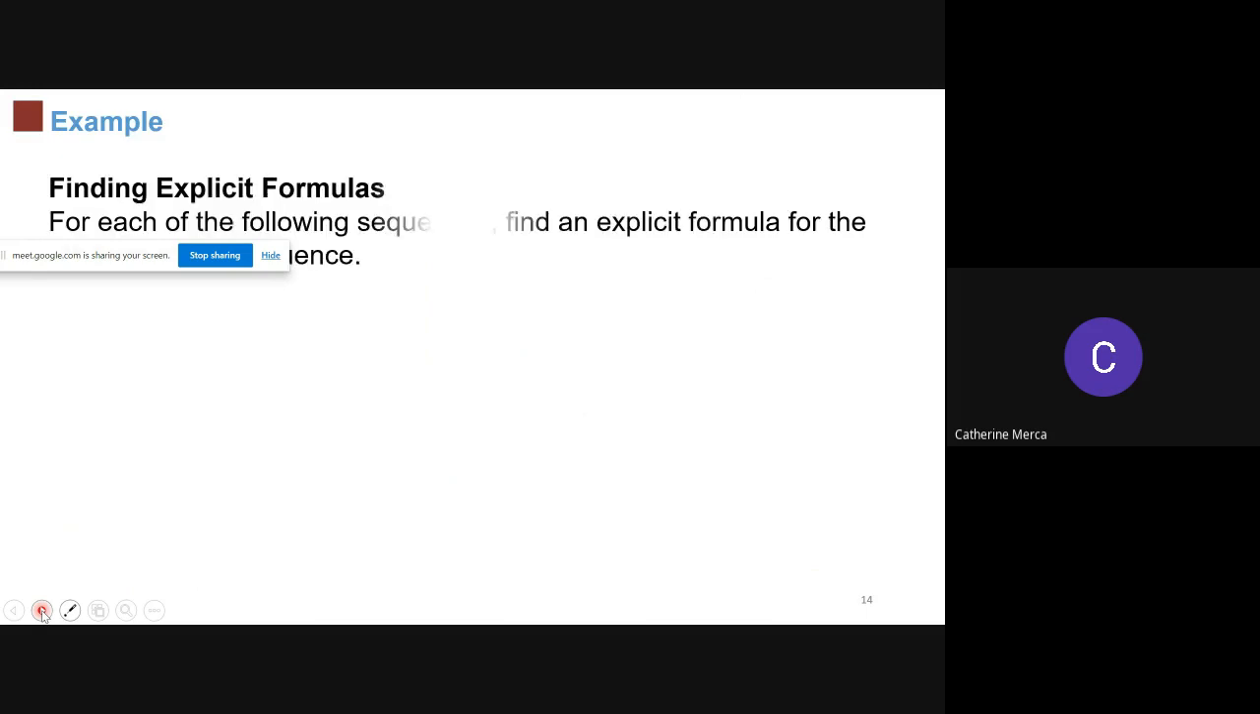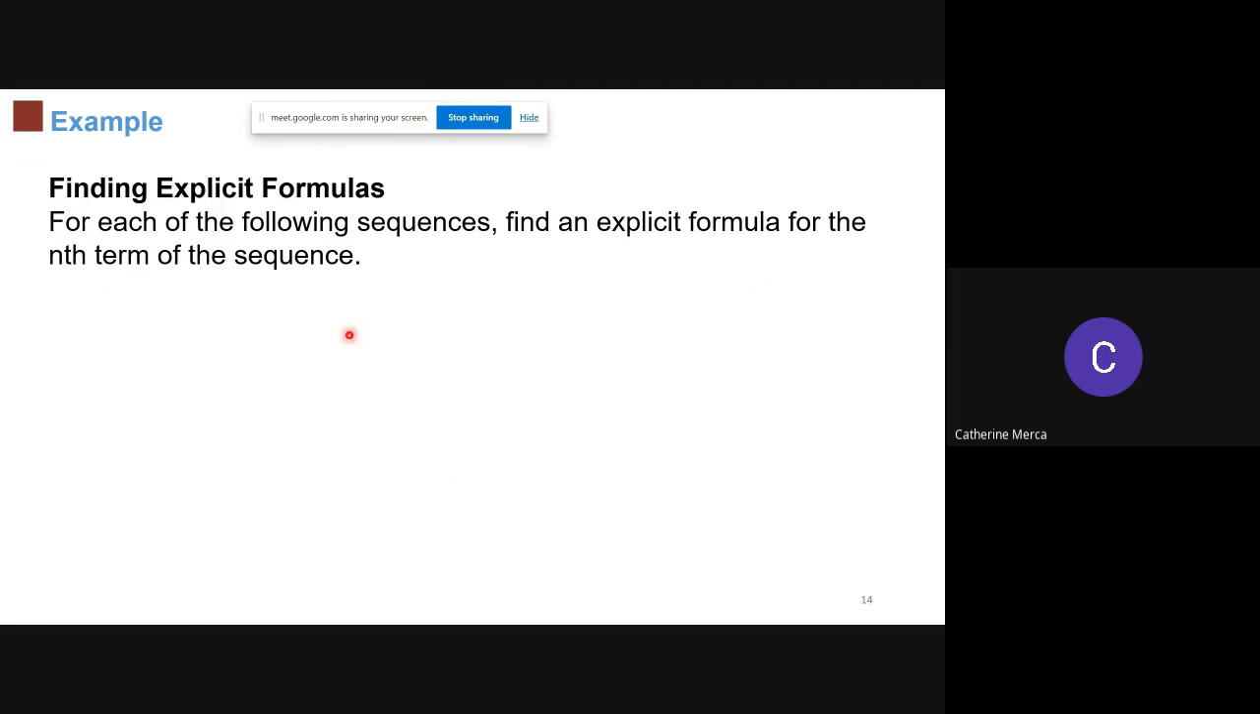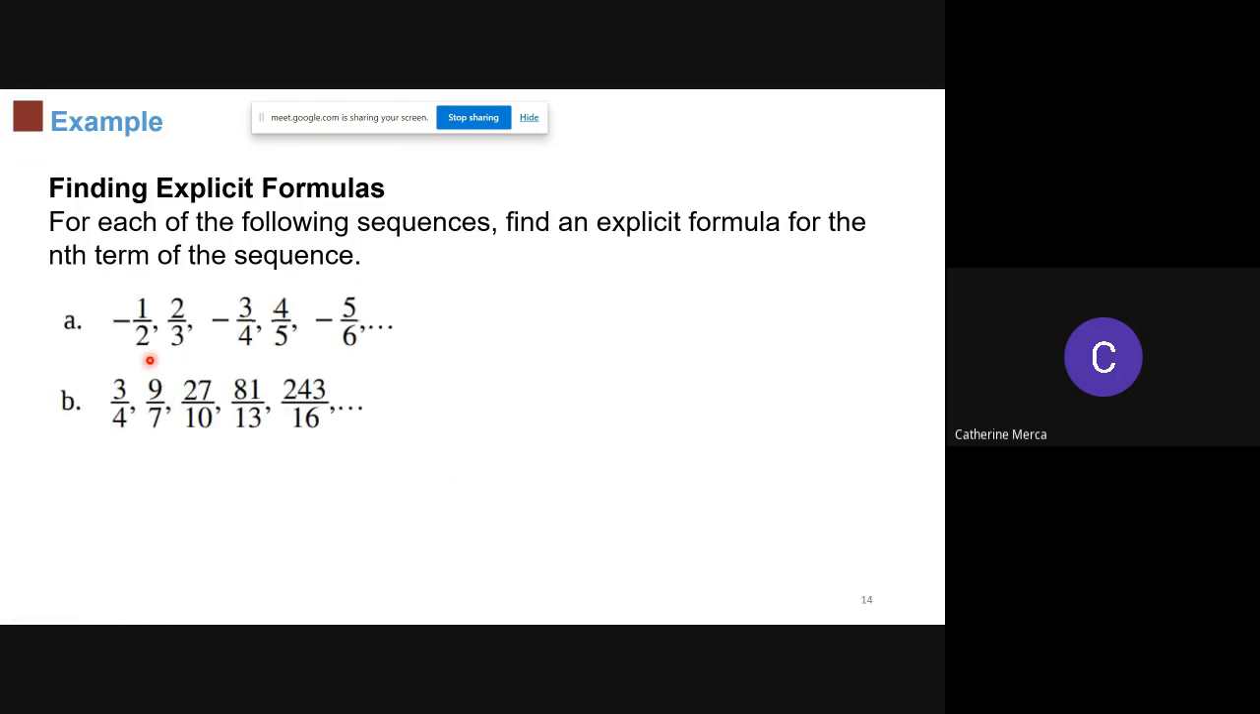So let's have an example. Find explicit formulas for the nth term of the following. Here we have, for letter A, negative 1/2, 2/3, negative 3/4, 4/5, negative 5/6. This is what we are going to make use of. You have to find the formula.